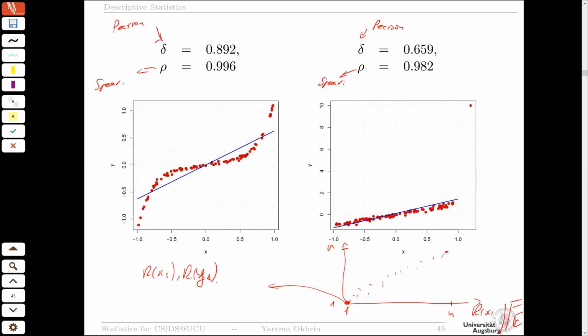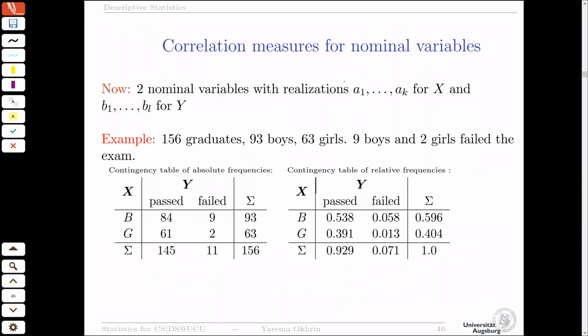Typically, if you compute the correlation, there is some option in your correlation function which tells you: I want to have the Spearman correlation or I want to have the Pearson correlation. There is also a third one, which is even more general. It is Kendall's, but the formula is already difficult to explain. So let's come now to a correlation measure for nominal variables.